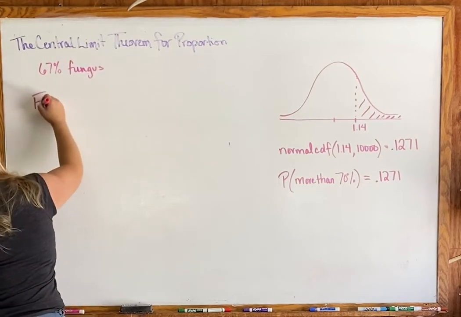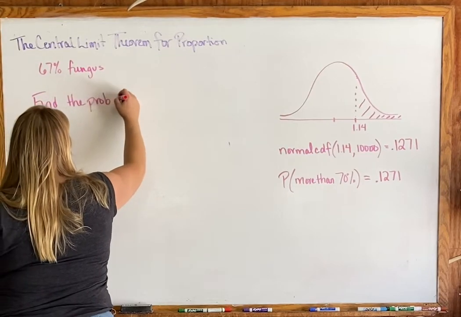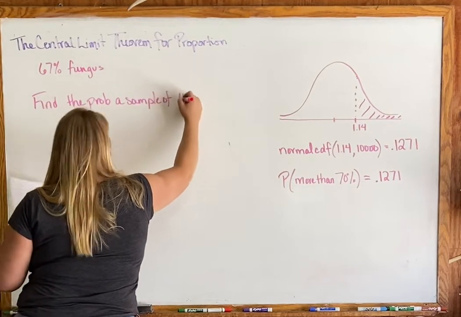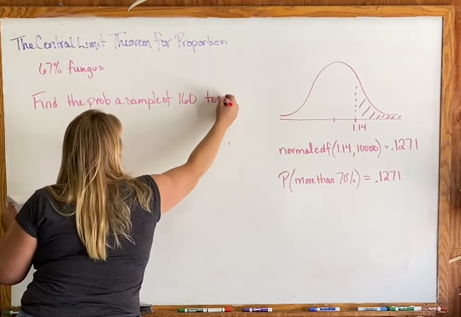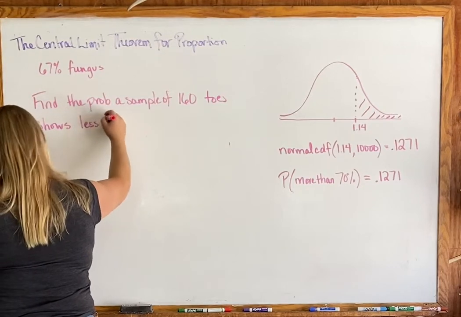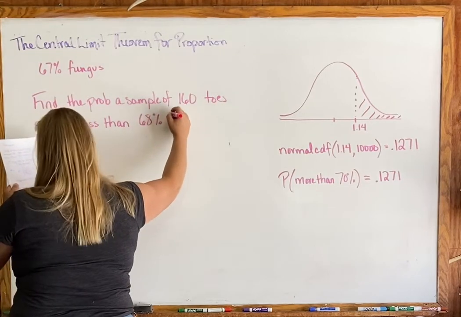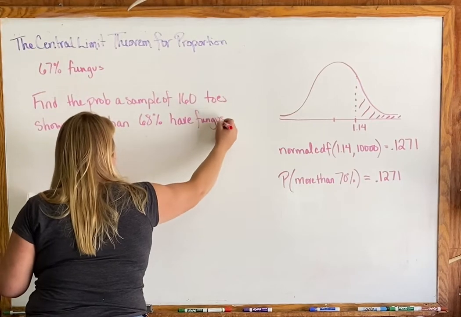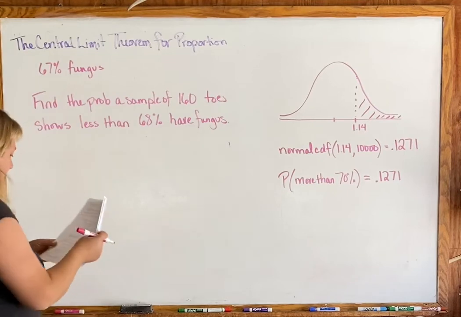So this time it says find the probability a sample of 160 toes shows less than 68% have fungus. Okay, so apparently I'm not showing you another type of example, we're just doing another example of this just to kind of get it stuck in the old head here.